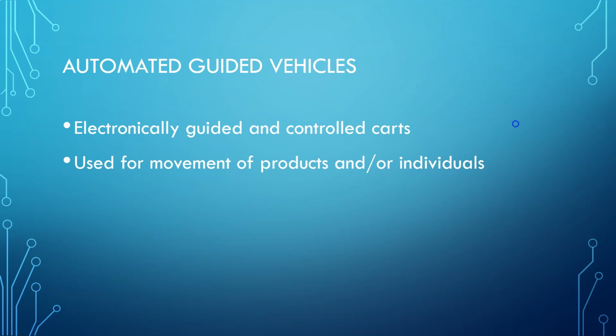The automated guided vehicle is also something that we talked about before in the warehouse, which is electronically guided and controlled carts used for the movement of products and or individuals. That's another technology that plays a huge factor in improving processes and increasing efficiency within a factory and within the warehouse and inventory management system.